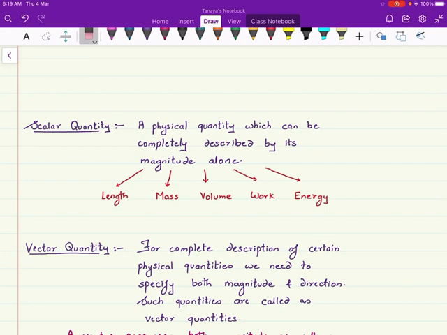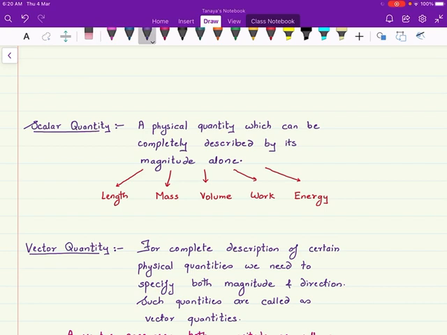What are scalar quantities? The physical quantities which can be completely described by magnitude alone are called scalar quantities. To describe any scalar quantity, we don't need the direction. For example, length, mass, volume, work, energy.